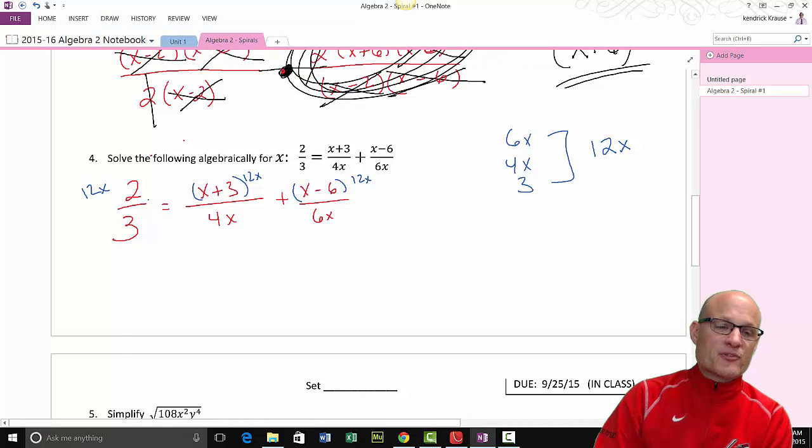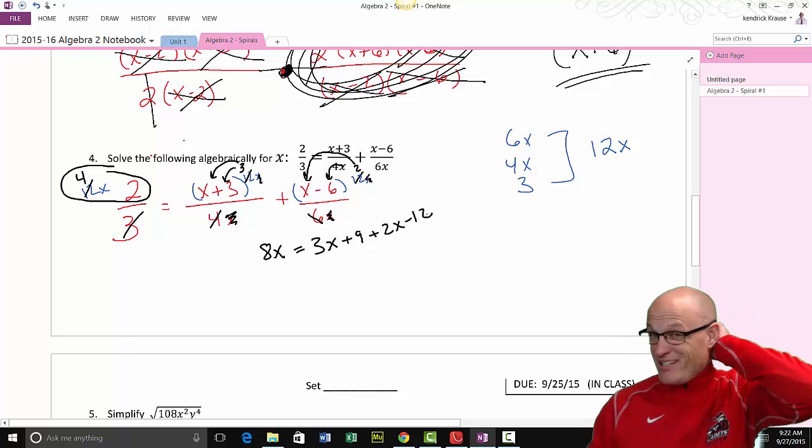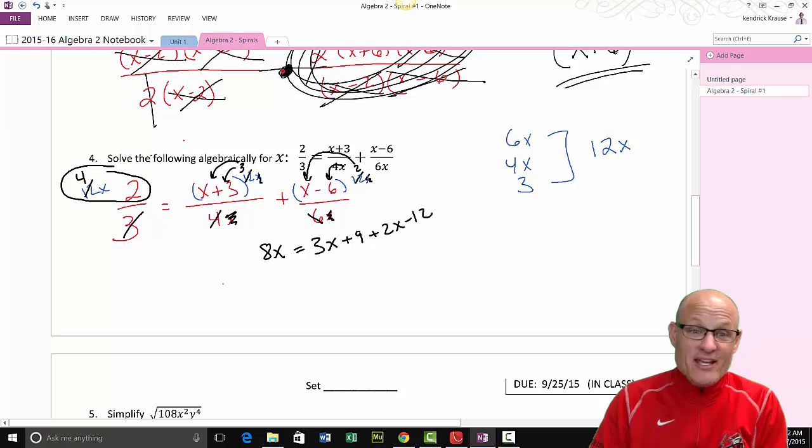So let me grab black. So 3 goes into 12 4 times. So what I have here is all this stuff being multiplied. 8x. 4 goes into 12 3 times. And the x's cancel. So I'm going to distribute this 3. So I get equals 3x plus 9. This 6 goes into 12 twice. This x cancels with this x. And I'm going to distribute this 2. Plus 2x minus 12. Well, isn't that a much easier problem to deal with? I got no more fractions. It's like awesome.